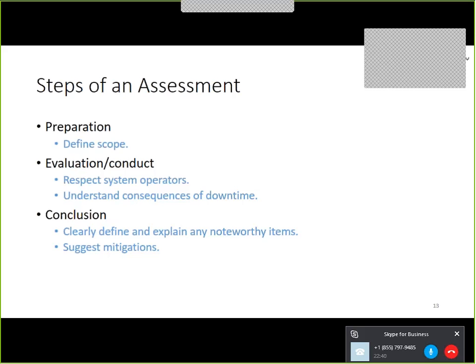When you get to the conclusion, when you're done with the assessment, you need to clearly note, define and explain anything that you observed along the way. Things you leveraged, things you didn't leverage, things you tried to leverage but didn't work. All of that is useful to them to say, look, you're doing well in these areas and you're doing badly in these others. A lot of assessments purely point out the bad.